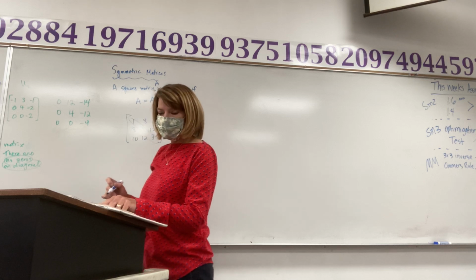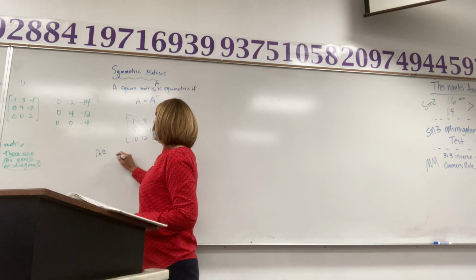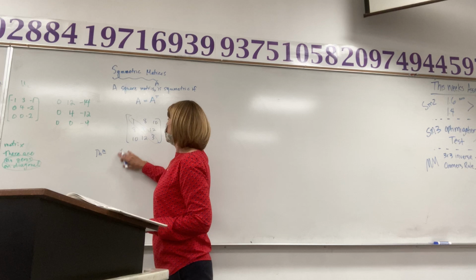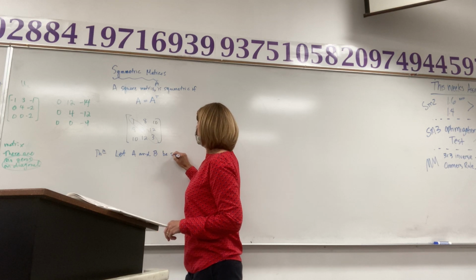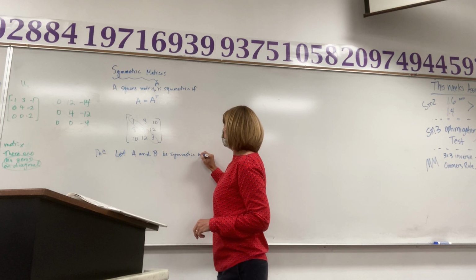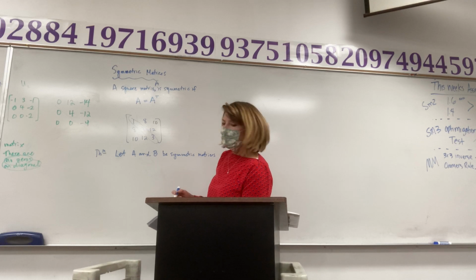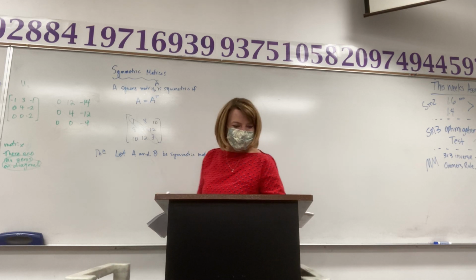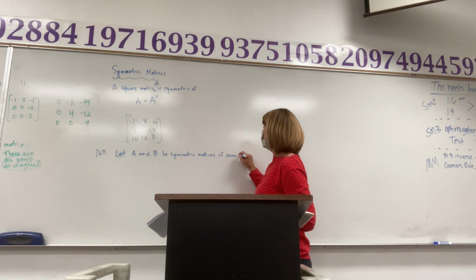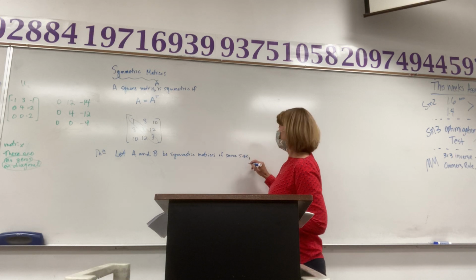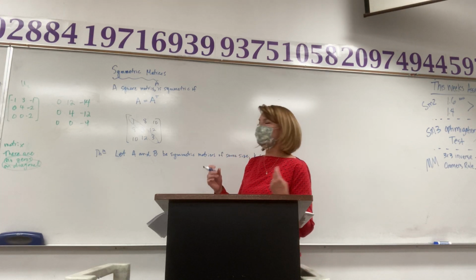So this is the theorem about symmetric matrices. I'll say let A and B be symmetric matrices. Okay, so I've got two symmetric matrices. And I guess we have to define K being a scalar, of the same size. K is just a scalar, so just multiplying it by 5 or by a half or something.